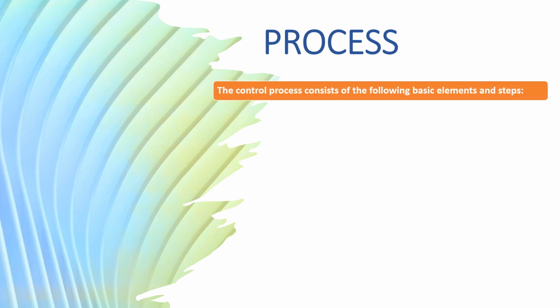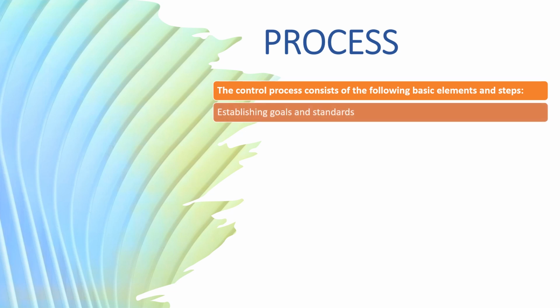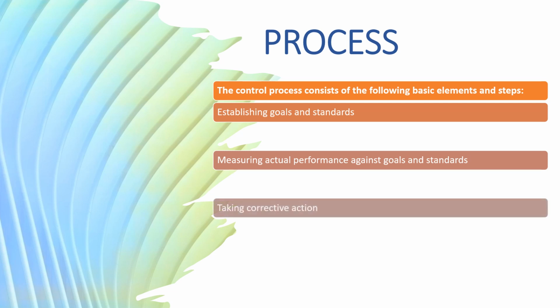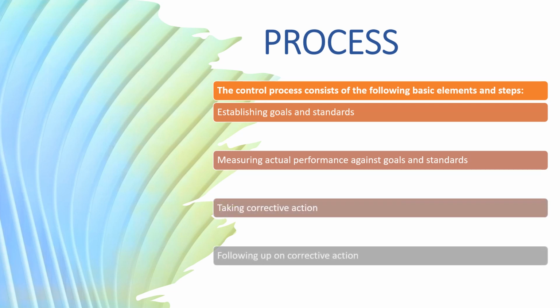Now let us talk about the process. The control process consists of the following basic elements and steps. The first one is establishing goals and standards. The second one is measuring actual performance against goals and standards. The third one is taking corrective actions. And the last one is following up on the corrective actions.